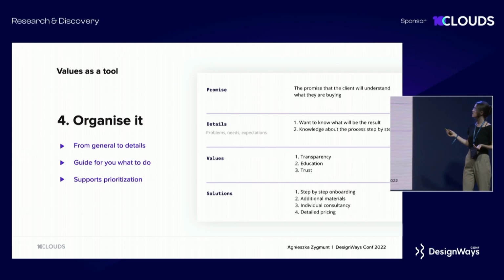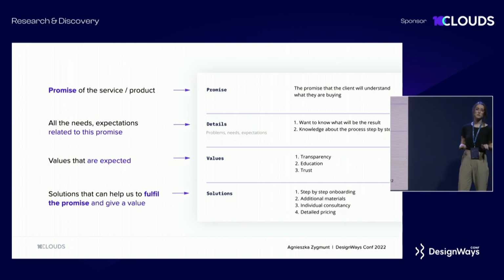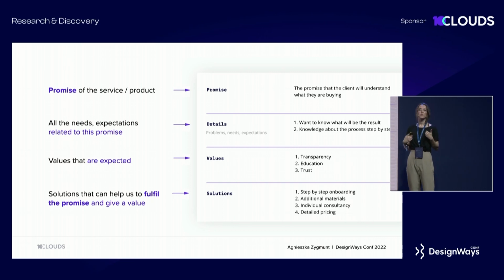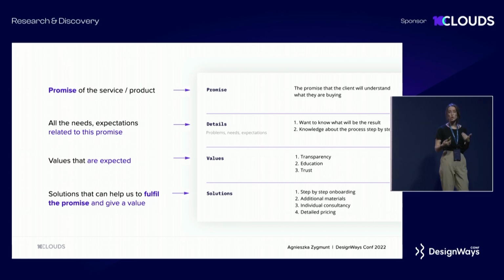And as you can see, this table is really simple. We have the promise of the service or the product. Then we have all the details, so it's all about needs and expectations that are related to this promise. Because as I said, the promise can be really complex and it's based on the needs, the problems and the expectations. And then we have the values that the user is expecting.